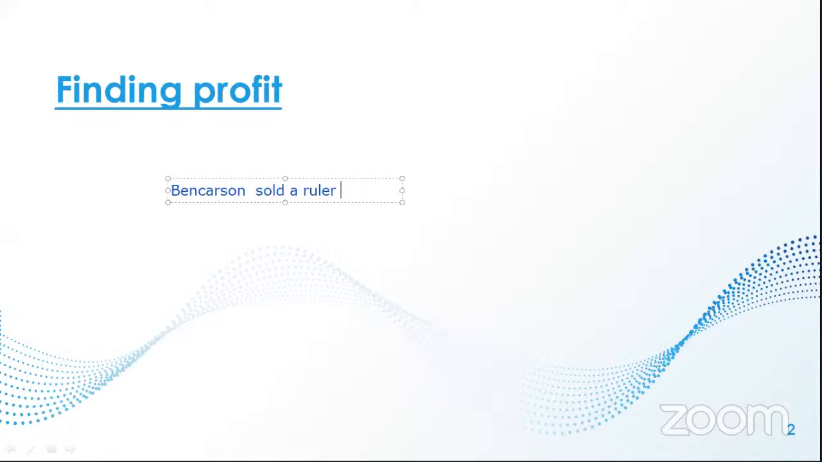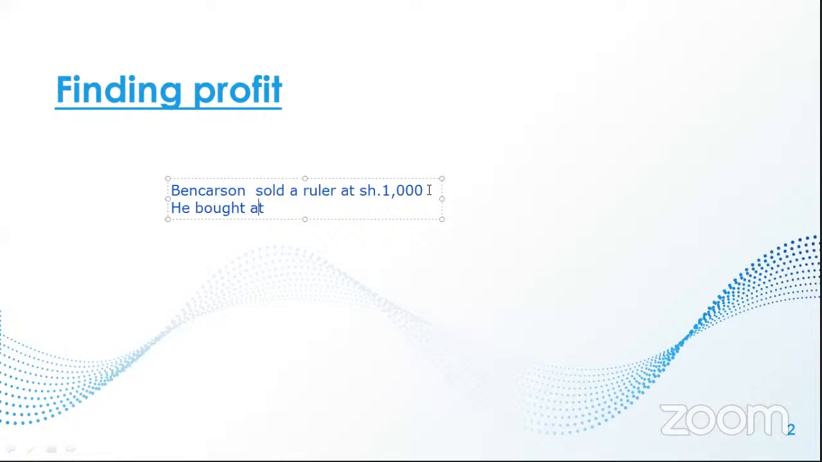Ben Carson sold a ruler at 1,000. So this is the amount of money that Ben Carson sold his ruler. But remember, he also bought this ruler. I'm trying to explain to you the word profit. Allow me to say the amount of money that you bought the ruler. So Ben Carson bought the ruler.